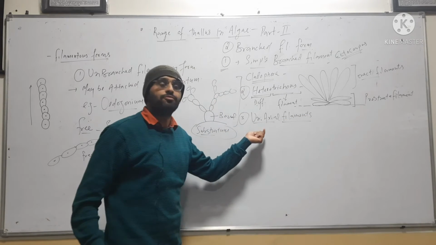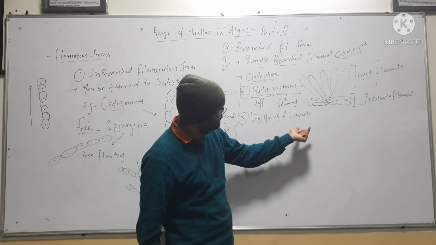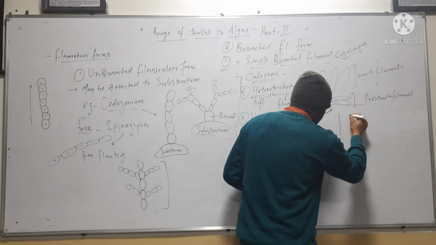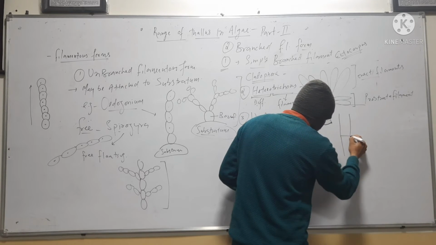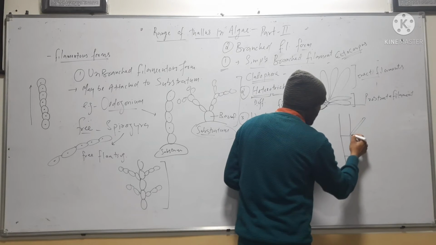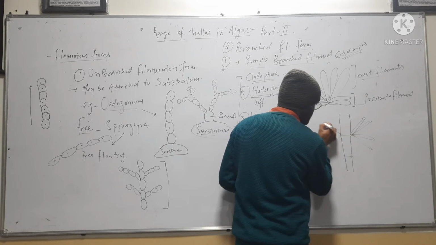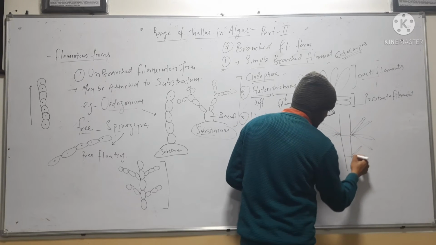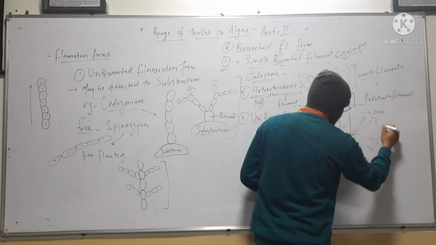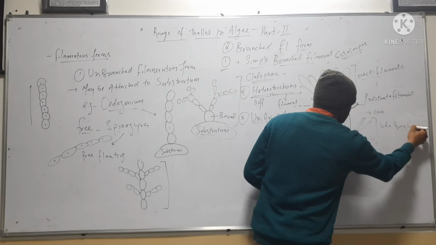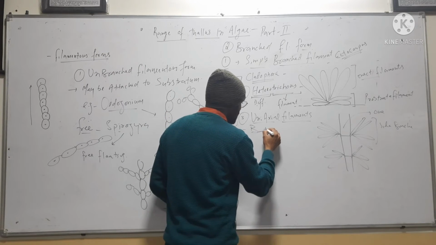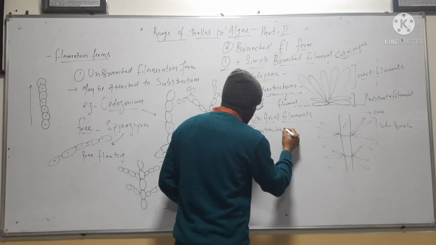Next is uniaxial filament. Uni means one, axial means axis, filament means filament. The filament that has a single axis. Here there is a single axis, and on this axis there are side branches like this. So this is one axis and these are side branches. This type of filament is called uniaxial filament. Example is Batrachospermum.